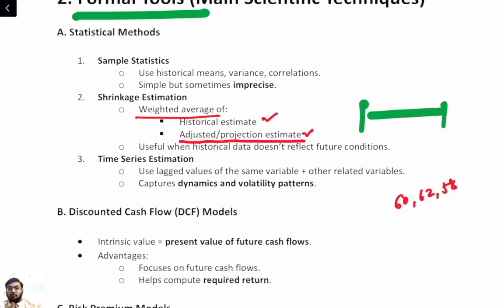Shrinkage, weighted average. How much weight should I give to my historical data? How much weight should I give to the new information which is available in the market? And based on that I will design and prepare the plan.